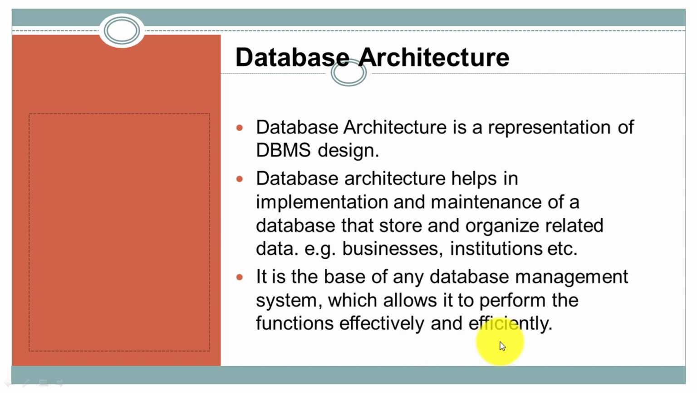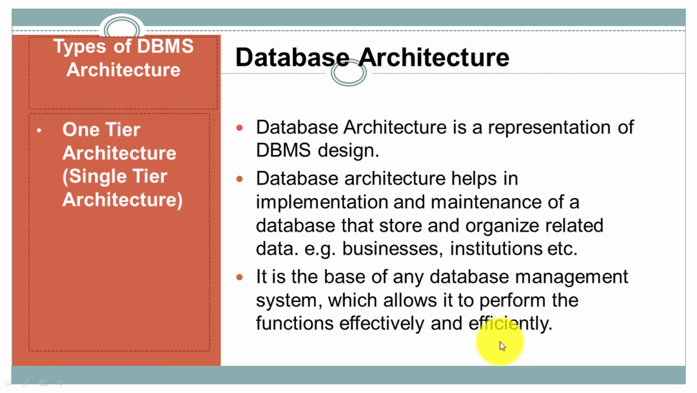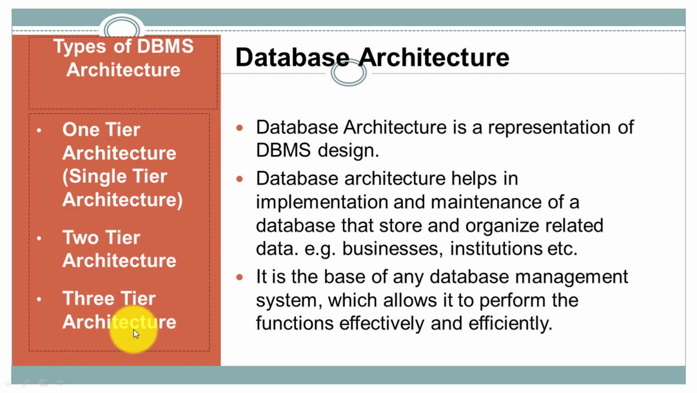Now there are three types of database architecture. Let's understand what the types of DBMS architecture are. The first type is one tier architecture, also called single tier architecture. The second type is two tier architecture, and the third is three tier architecture. So there are three types of DBMS architecture. Let's understand one by one what one tier, two tier and three tier are.